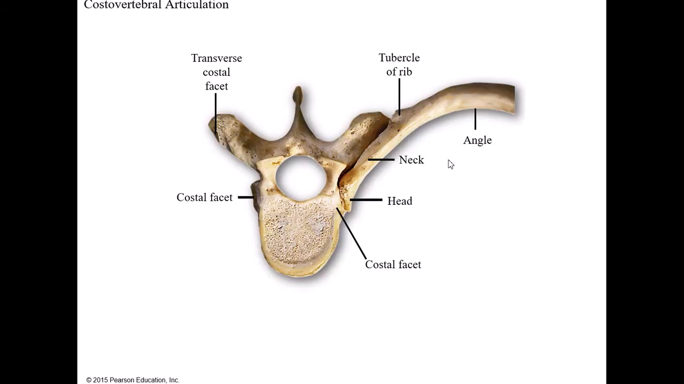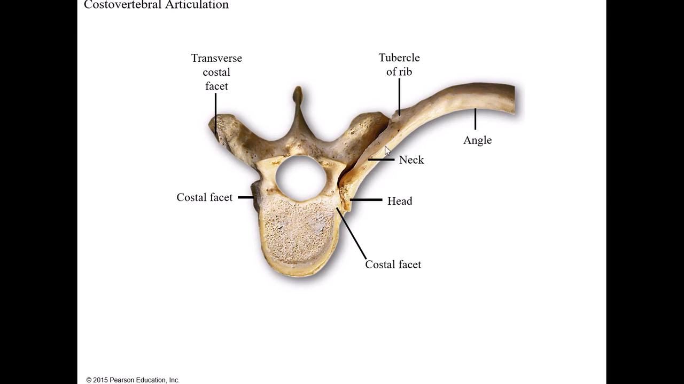If we were to position the rib now up against this thoracic vertebrae, watch this. The head right here is up against the costal facet. Here's the neck, and then here's the bump on the rib right there. This is the tubercle. That goes onto the transverse costal facet. So this is how our rib bone attaches to the thoracic vertebrae.